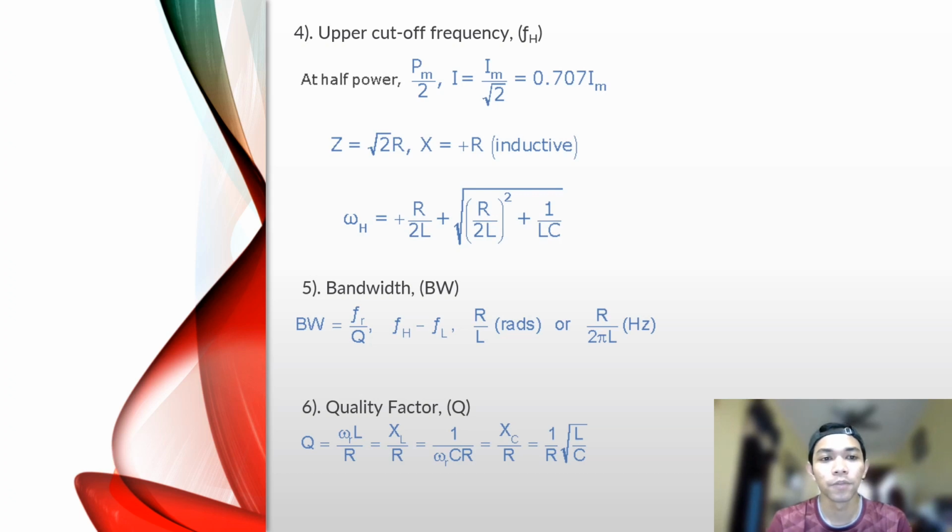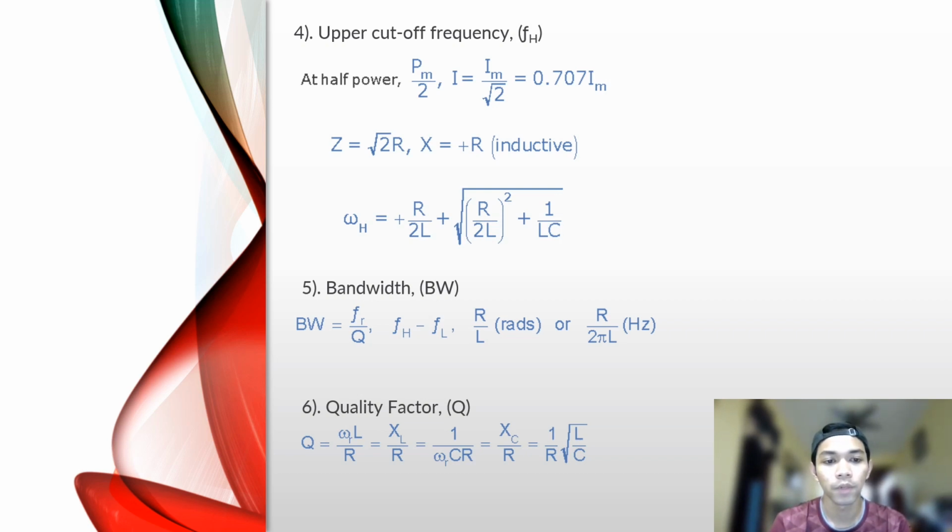Next is number 4, the upper cutoff frequency fH at half power, Pm over 2, I equals Im over square root 2, equals 0.707 Im, Z equals square root 2 R, X equals positive R for inductive. Omega H equals positive R over 2L plus square root of (R over 2L) squared plus 1 over LC.